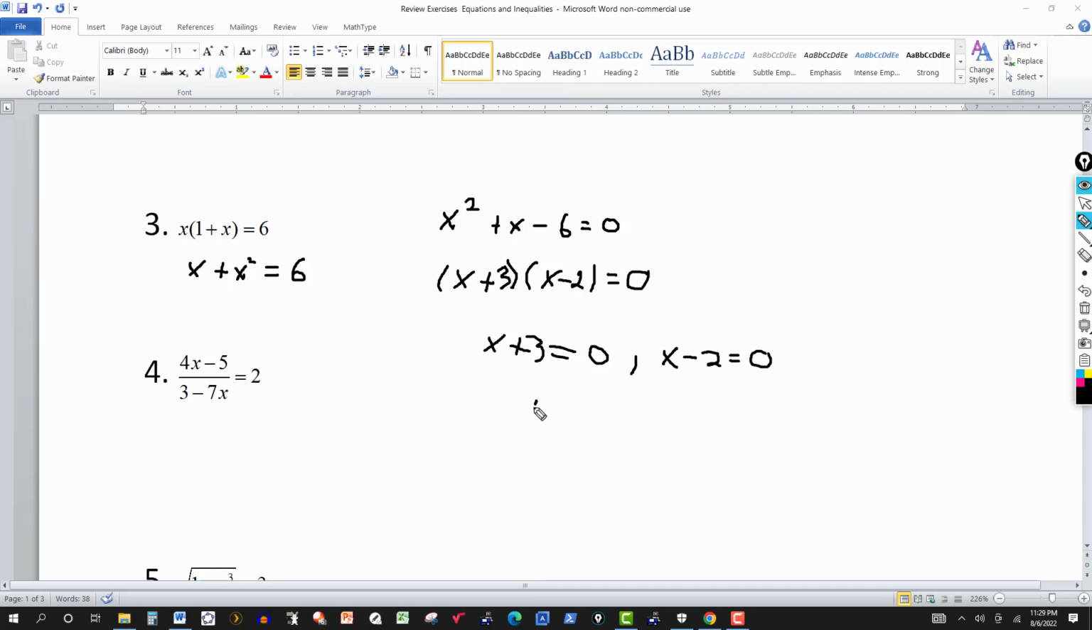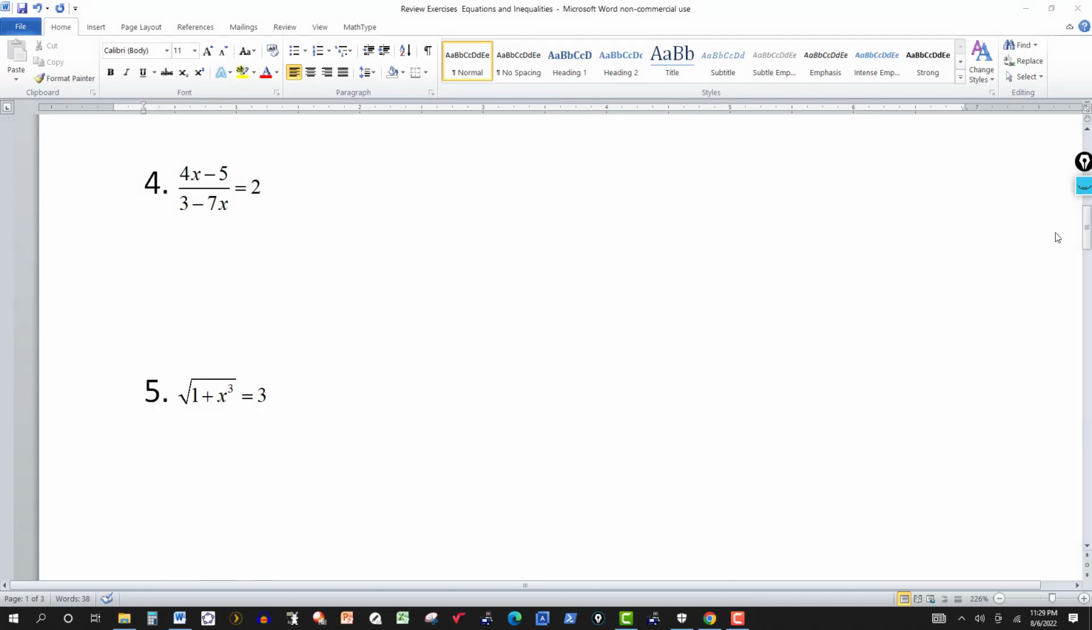Then you solve each linear equation here. Add negative 3 to both sides. For the first one, x can be negative 3. For the next one, add 2 to both sides. We get x equal to 2. Or we just write it like this, x equal to negative 3, comma 2. Or we could say x equal to negative 3 or x equal to 2. Okay, clear this. Okay, the next one is the square root of 1 plus x cubed is equal to 3.